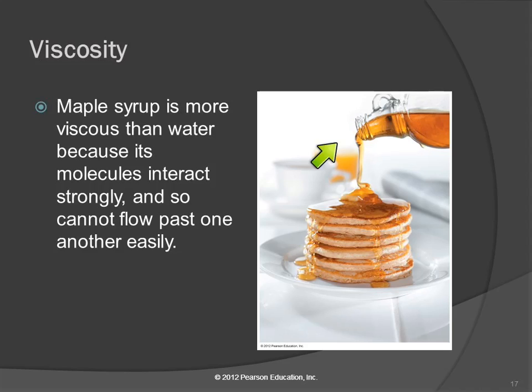But the reason maple syrup pours slowly is because the molecules interact with each other very strongly. And so they don't slide past each other very easily. And that causes it to pour slowly.